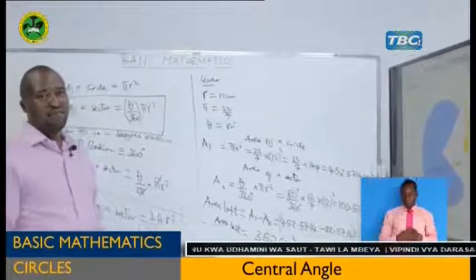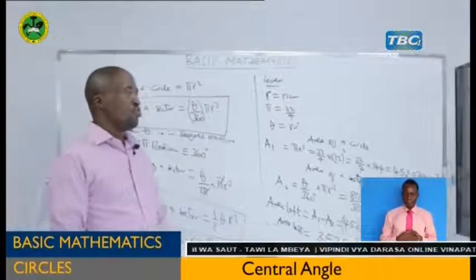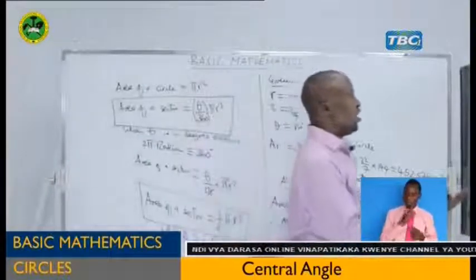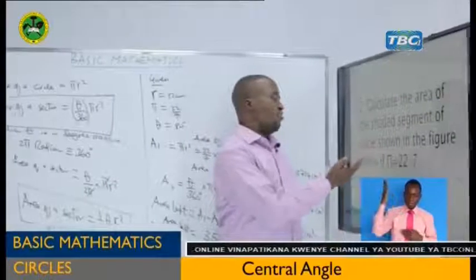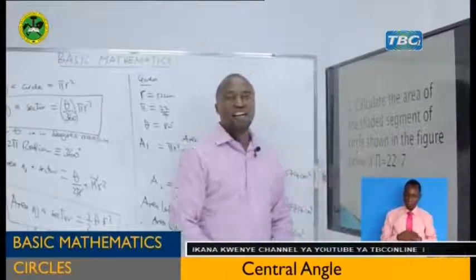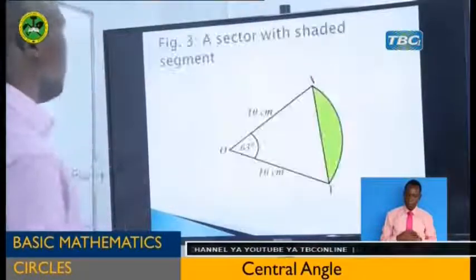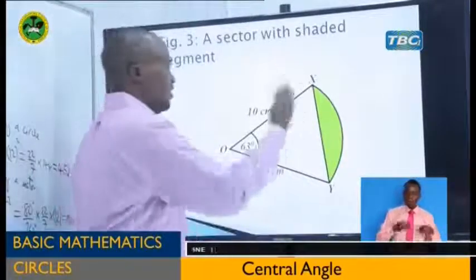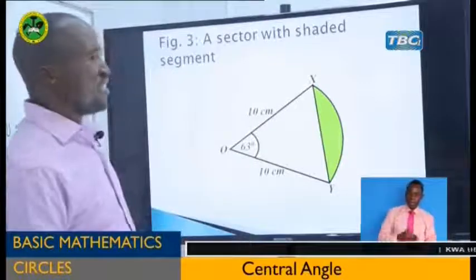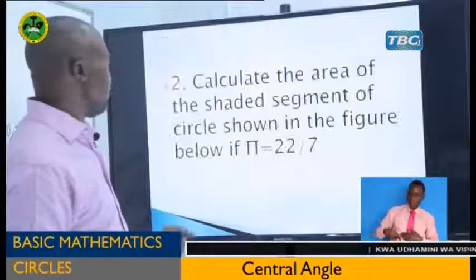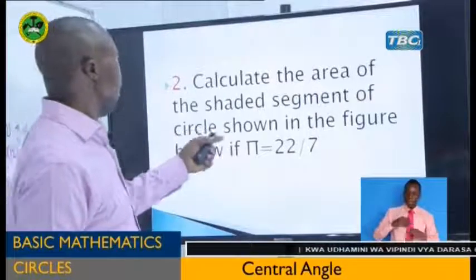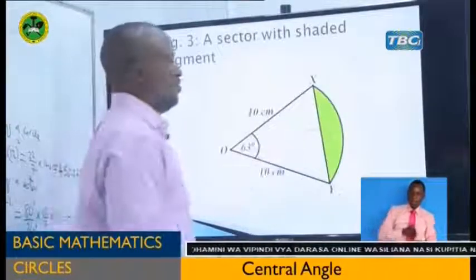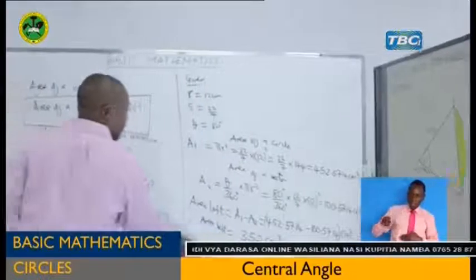So student, the second question: calculate the area of the shaded segment of the circle shown in the figure below. So this time we have a sector with a shaded segment. Our interest is to find the area of the shaded segment, which is this one.